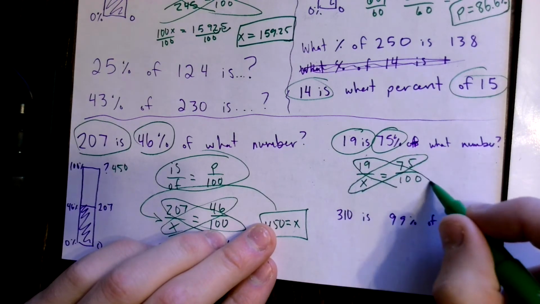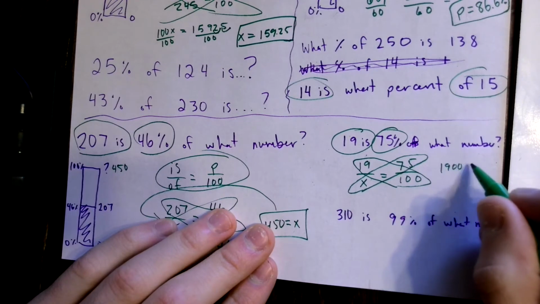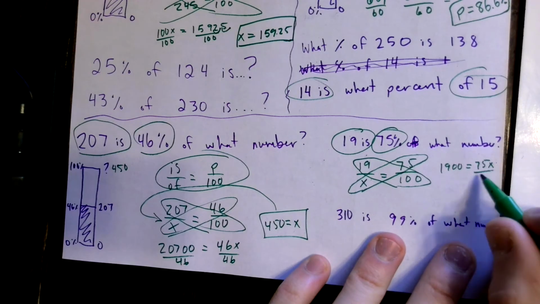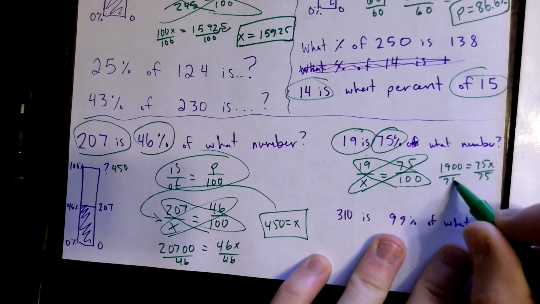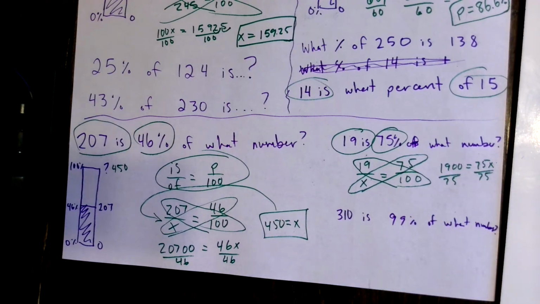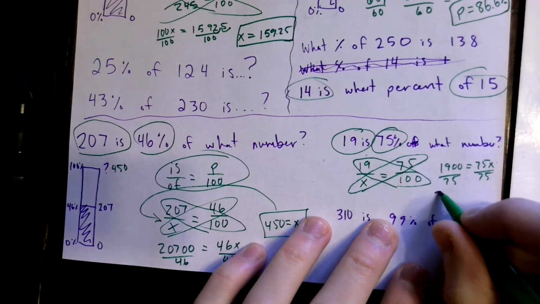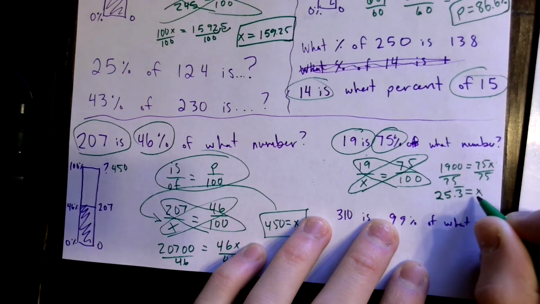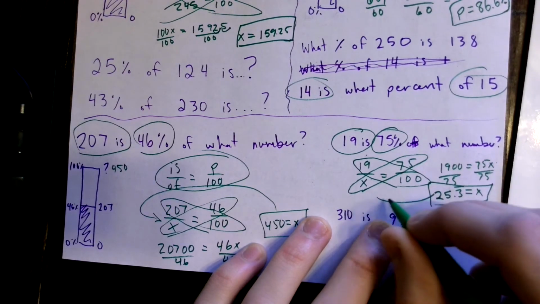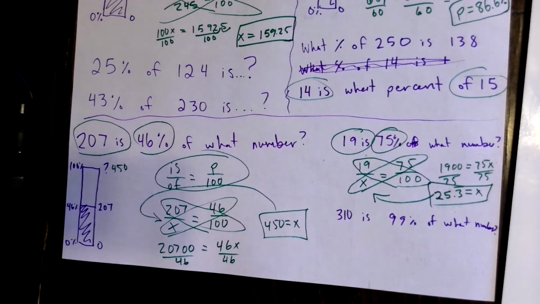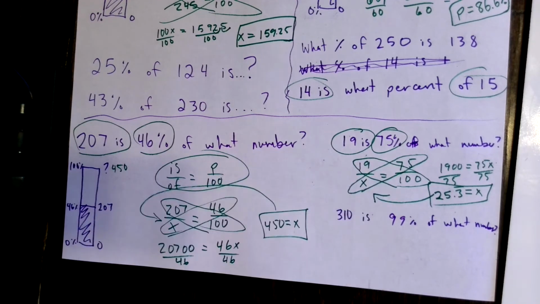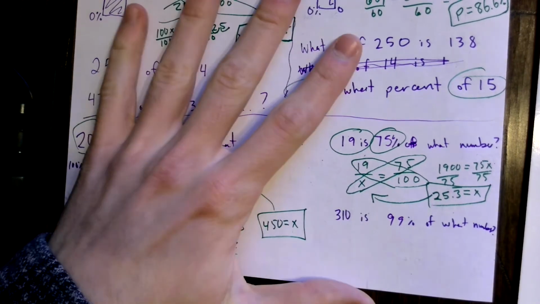Cross multiply here. 19, add 2 zeros, equals 75x. To get x by itself, divide by 75. Whatever we do to one side, we have to do to the other. And I'm going to get 25.3 repeating equals x. If I plug that in down there, that seems like that would be appropriate. 19 out of 25.3 is the same as 75 out of 100, or 75%.